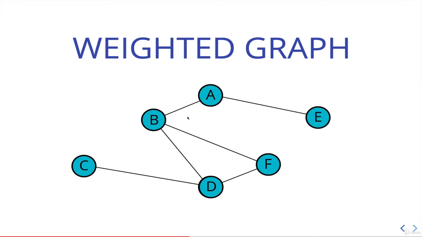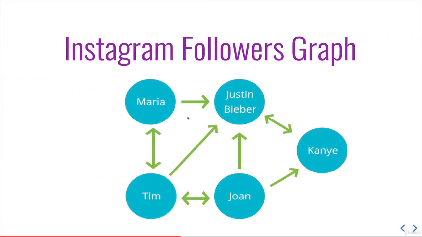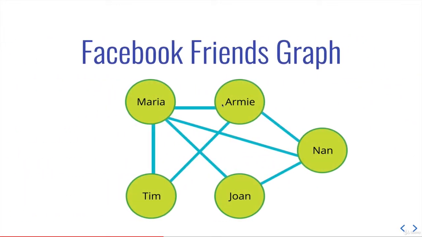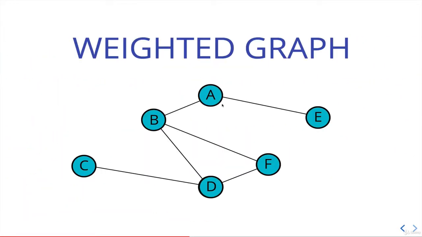So unweighted versus weighted. Everything we've seen so far has been an unweighted graph. This is an unweighted directed graph. This is an unweighted undirected graph. And this is a weighted but undirected graph.